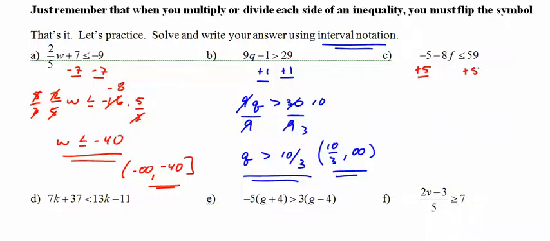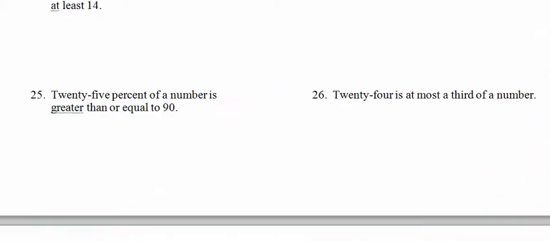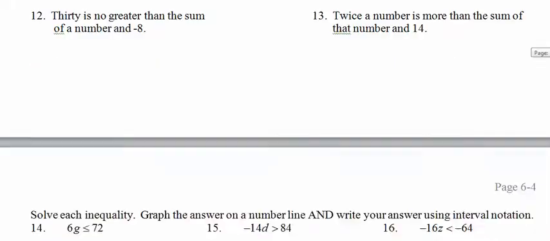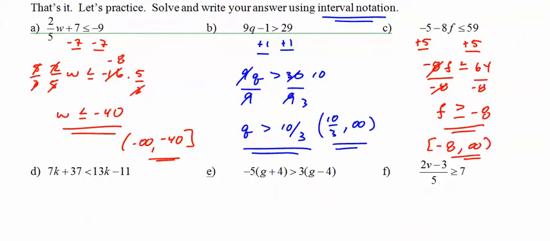Plus 5 plus 5, -8f less than or equal to 64. Divide by -8, divide by -8. F is greater than -8. Flip that sign. Greater than or equal to -8, comma infinity. I don't know what I just did. Somehow scrolled the wrong way. There we go. So you get -8, comma infinity.